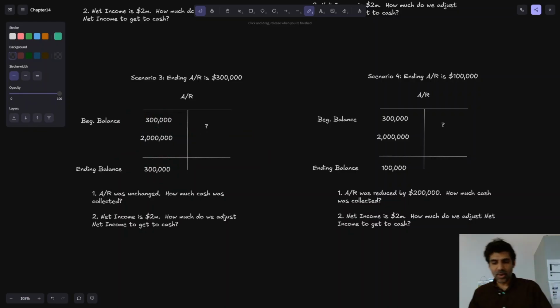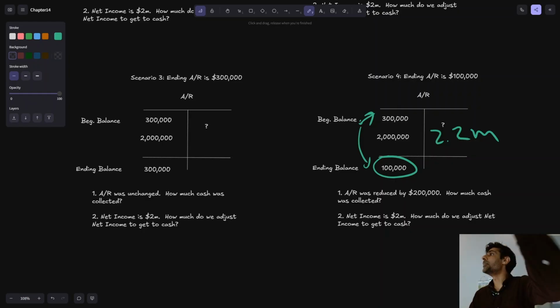Okay, and then this last one, where our accounts receivable is reduced. How much cash did we collect? 2.2 million, right? Okay, so we saw a decrease. Okay, so to go from net income of 2.2 million, we need to do a positive adjustment to cash for the decrease in the current asset.